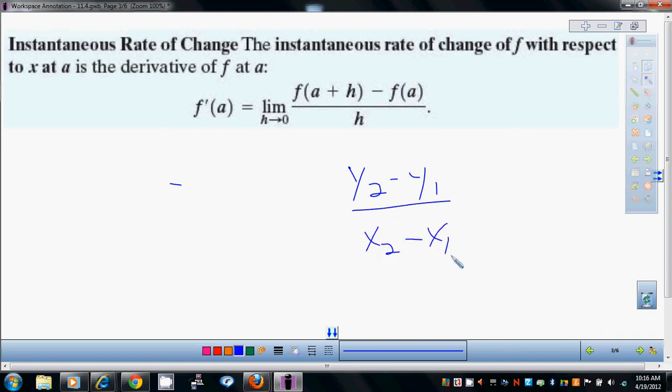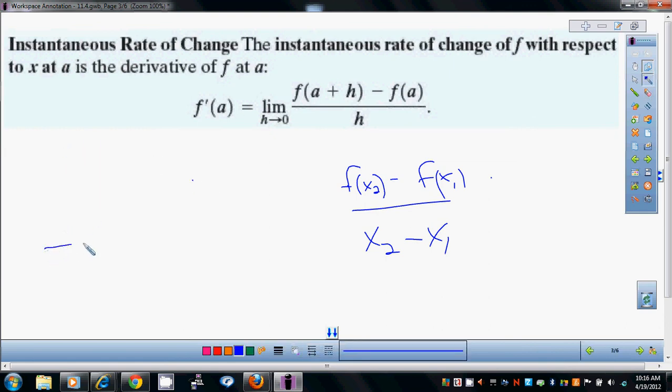Very good. Now in this class, one of the very first things we did at the beginning of the year was we said, instead of using y, we're going to start using function notation. So instead of y2, we're just going to call this f of x2. And instead of y1, we're just going to call this f of x1. Same exact thing. Notice that you can get those y values simply by plugging x into the function. Okay, very good. I'm simply showing you where the formula up top is coming from.